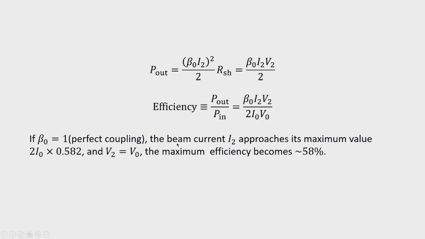and therefore, if we consider that beta naught equal to 1, perfect coupling, and the beam current I2 is such that it approaches its maximum value, which is given by 2 I naught into 0.582, and also V2 equal to V naught, then we can achieve the maximum efficiency. It should be noted that this is the maximum efficiency that we can achieve, which is approximately 58%.